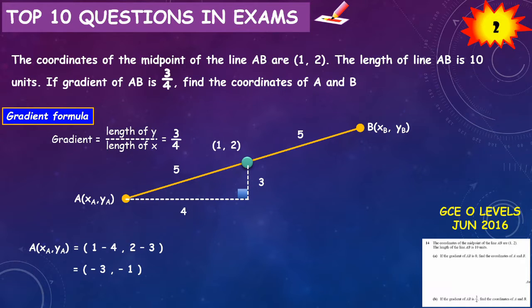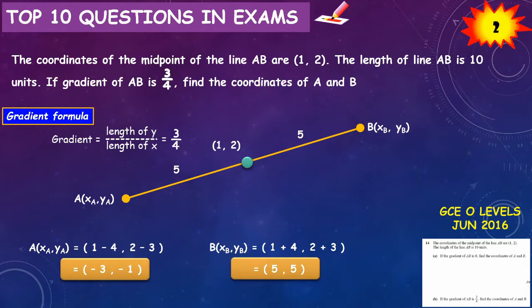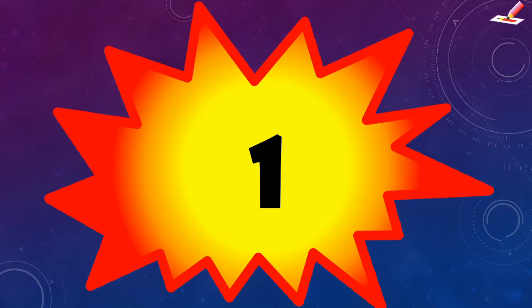And the y value of A is 3 units below the midpoint. To obtain the x value of B, we move 4 units to the right of the midpoint, which is 1 plus 4. And for the y value, we move 3 units above, which is 2 plus 3. Giving us the answer for point A as negative 3, negative 1, and for B, 5, 5. Number 1.